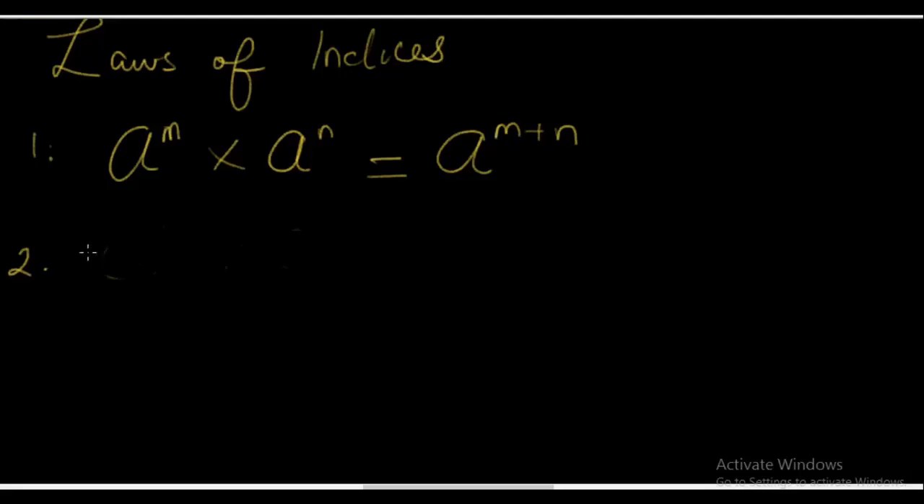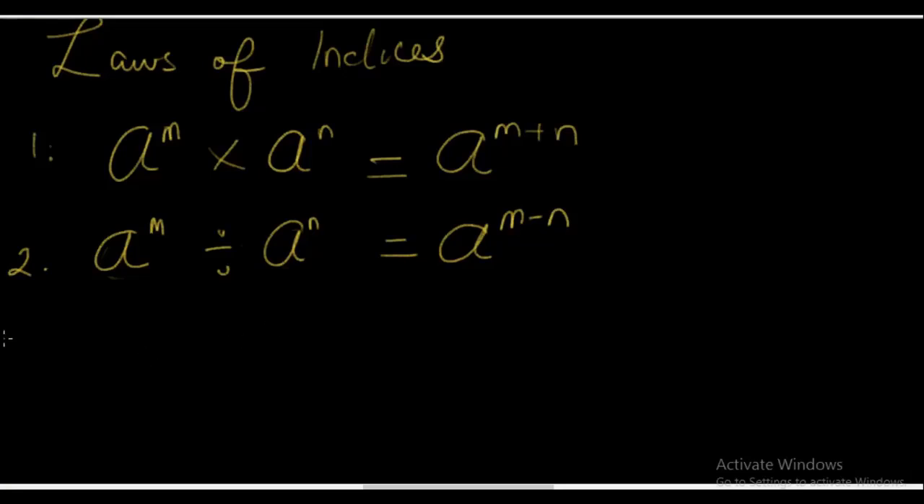Now let's go to rule number 2: a raised to power m divided by a raised to power n is equal to a raised to the power m minus n. Notice what we did to the indices. When you are performing a division, you simply subtract the indices.